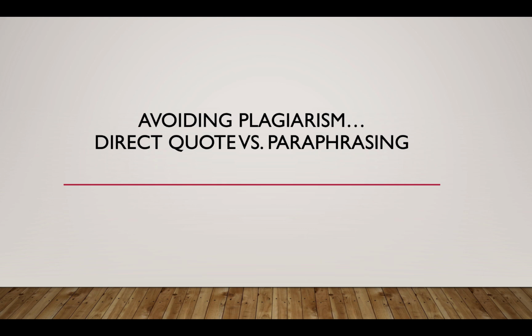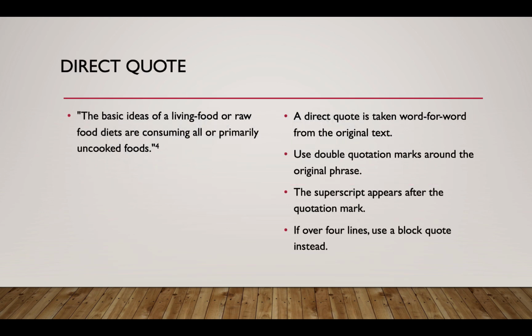Avoiding plagiarism, direct quotes versus paraphrasing. So a direct quote is when you take something word for word from the original author's text. And a direct quote has to have quotation marks. And if you do not use quotation marks and it is a direct word for word quote, that is considered plagiarism. The superscript appears after the punctuation mark.